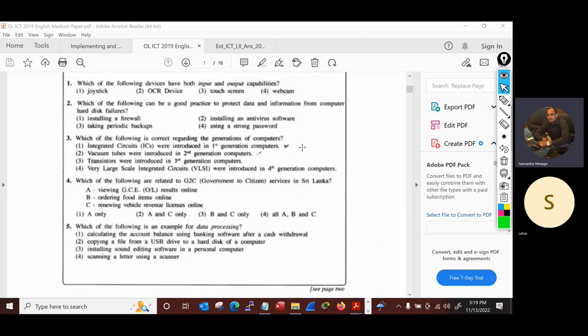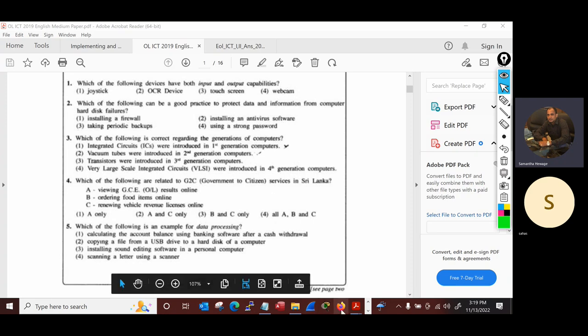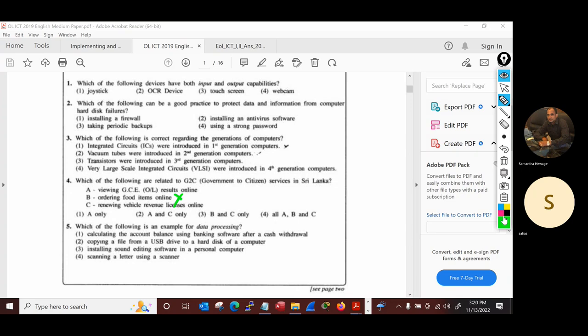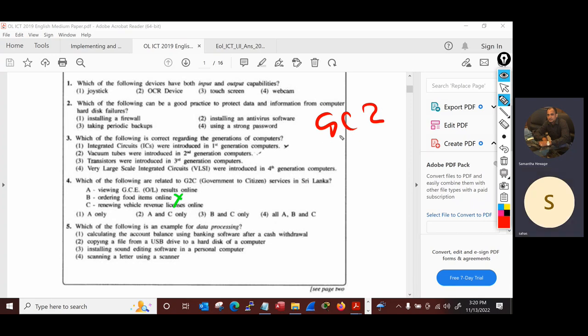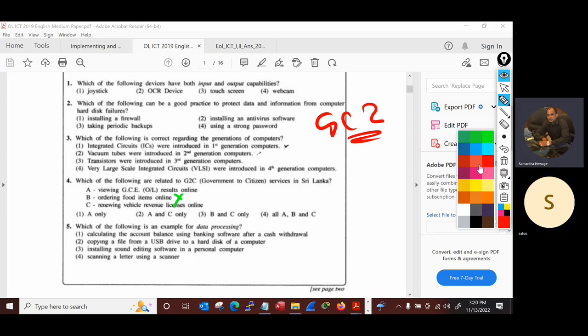Okay, question number 4. Which of the following are related to government to citizen services? Giving the G.C.E. result online, ordering the food item online, renewing the vehicle license online. What could be the correct answer? A and C. Yes, it should be A and C, because ordering food online is not a government job. G to C means from the government, you should serve the citizens.